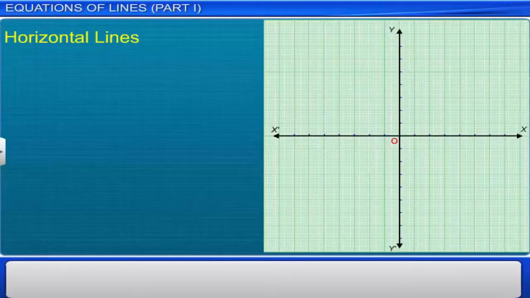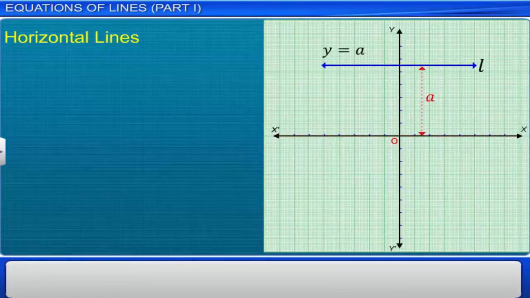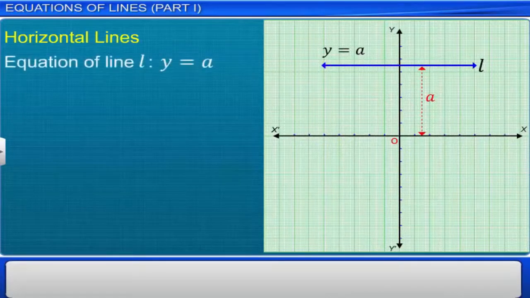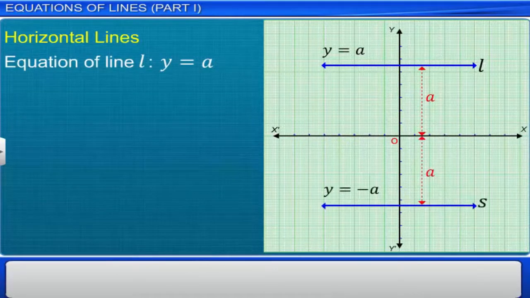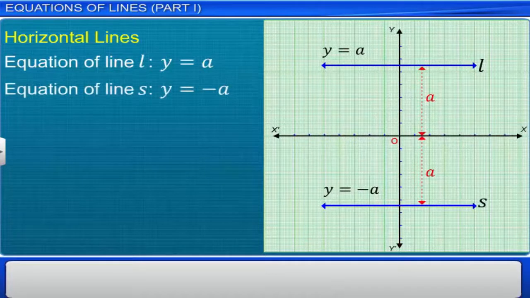Let us start with equations of horizontal lines or lines that are parallel to the x-axis. Consider a horizontal line L that intersects the positive side of the y-axis at a distance a from the x-axis. The y-coordinate of every point on line L at any position is a. Thus, the equation of line L is y equals a. Consider another horizontal line S that intersects the negative side of the y-axis at a distance a from the x-axis. The y-coordinate of every point on line S at any position is -a. Thus, the equation of line S is y equals -a.